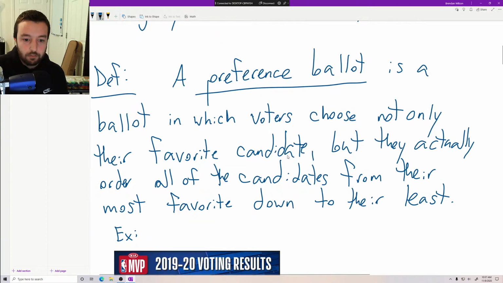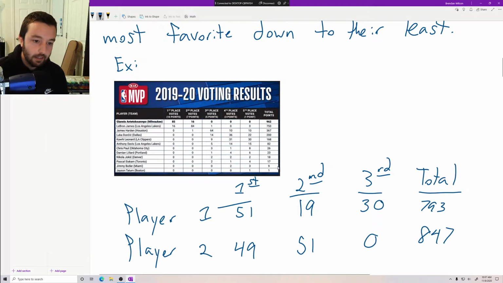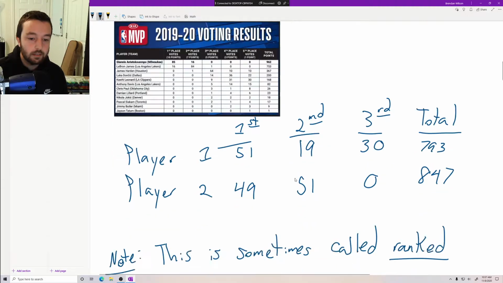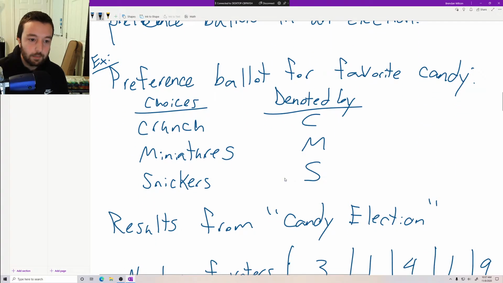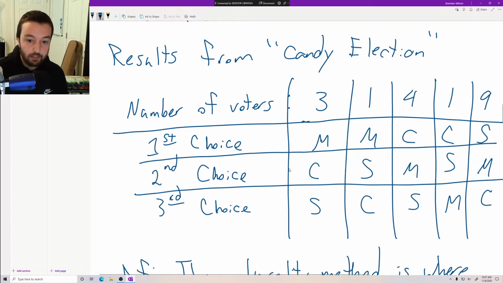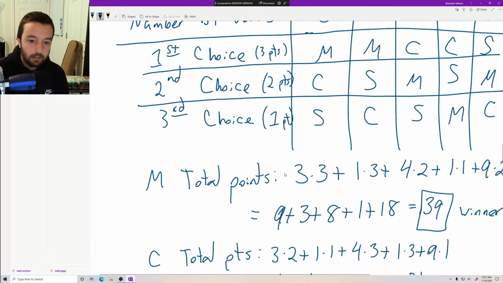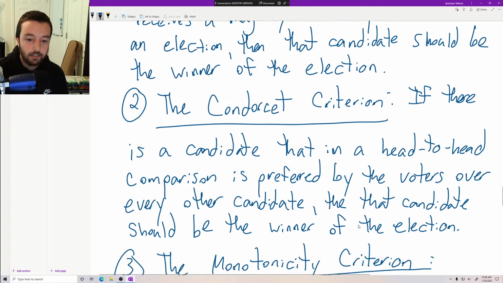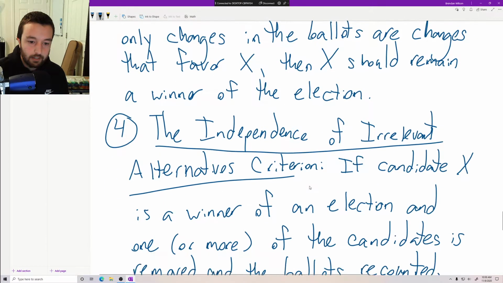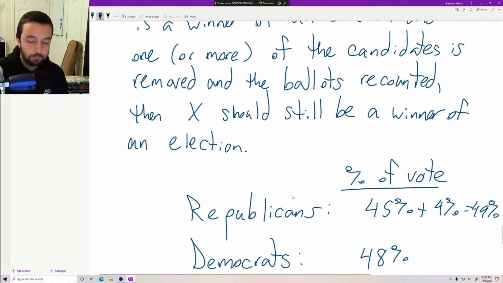And then we talked about the preference ballot, where you have a ranked choice system, which we see a lot in things like sports awards. We don't really see that in our electoral system ever, though a lot of people do advocate for it. And then we had the two different types with that, and then we talked about the fairness criteria: the majority criterion, the Condorcet criterion, the monotonicity criterion, and the independence of irrelevant alternatives criterion.